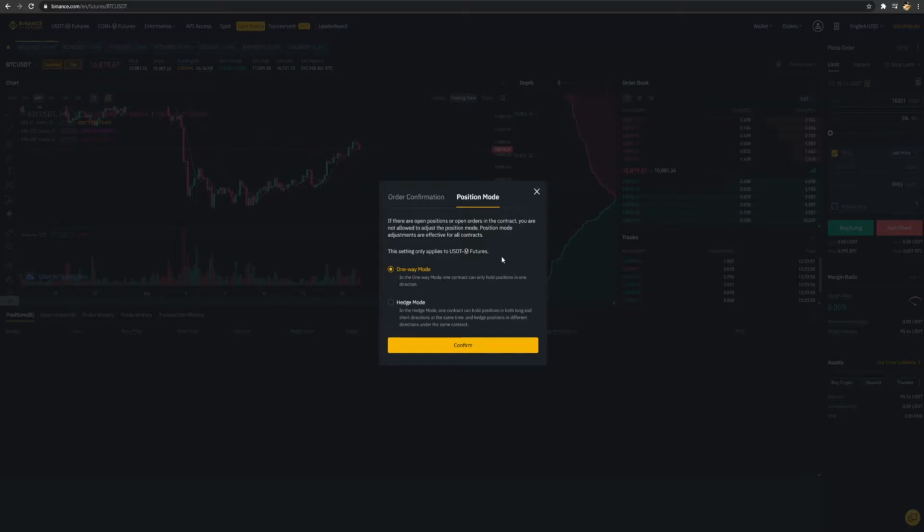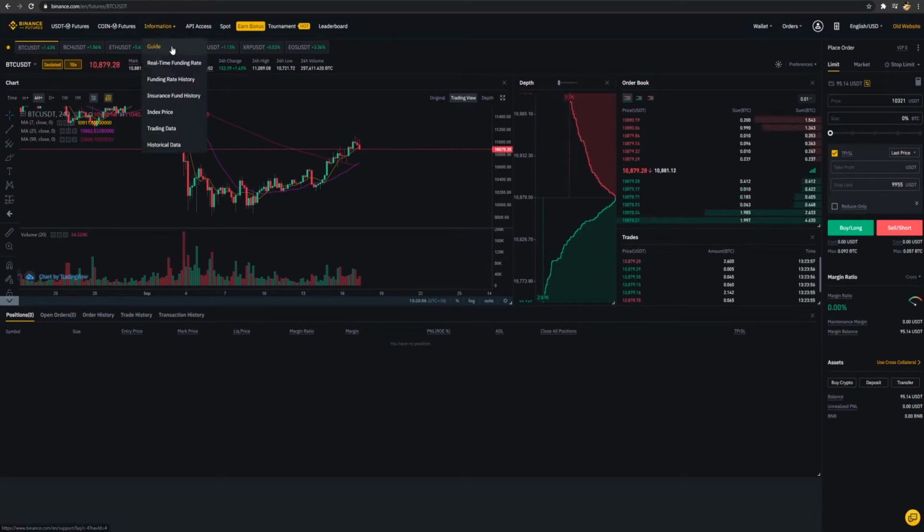You can look at hedge mode in your own time, and there is more information at the top left-hand corner where it says guide, and then you can have a look and read more into hedge mode. But for this example, we're going to stick to one way. We're going to keep it nice and simple for this example.